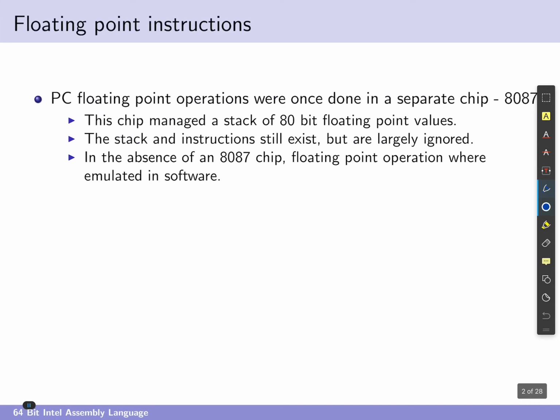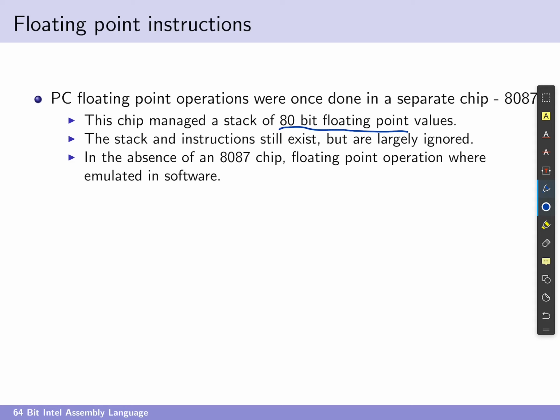Now, PC floating point operations were actually at one point in time done on a separate chip. Specifically, the first mainstream one of its kind was the 8087, which was dedicated to performing floating point operations, with the 8086 chip focusing on normal integer-based calculations. Now, this 8087 chip worked on an interesting floating point representation. Specifically, it managed a stack of floating point numbers, and each of these floating point numbers was actually 80 bits in size. So it's an odd size floating point number that they had at the time.